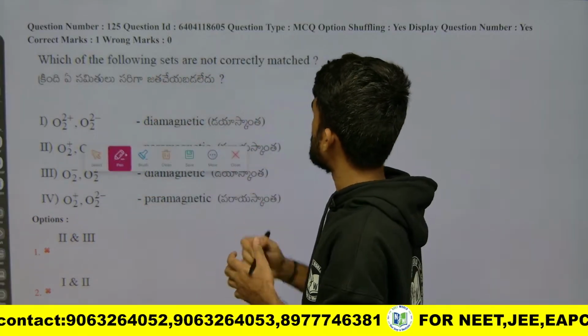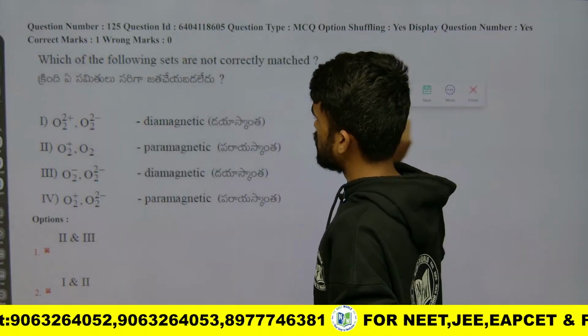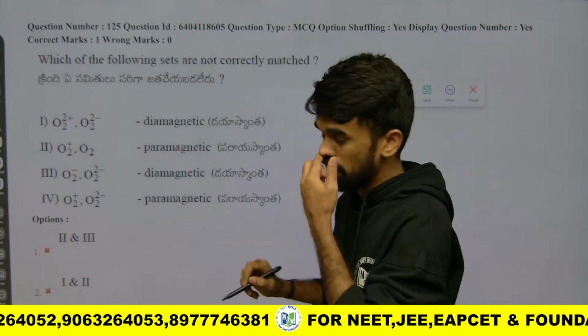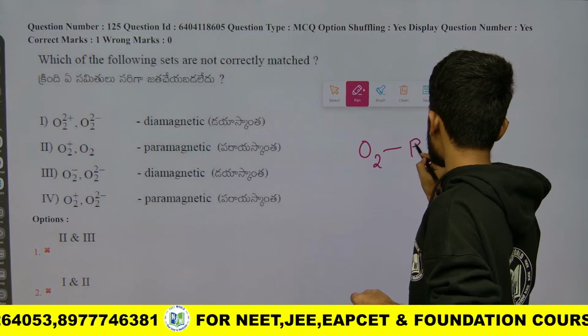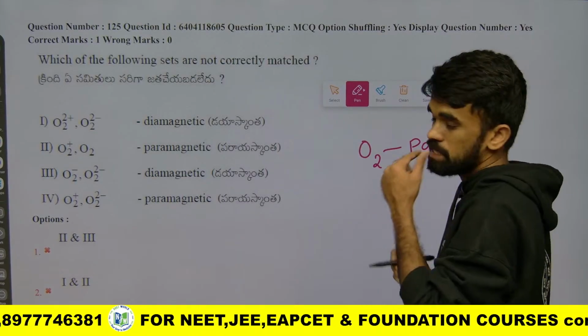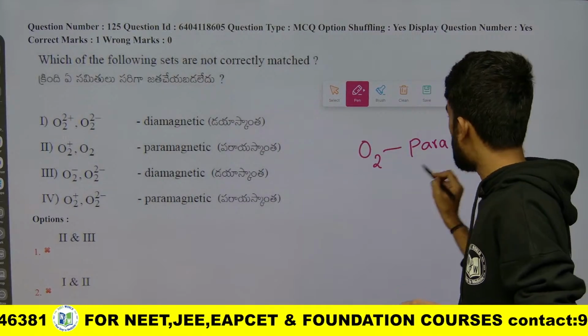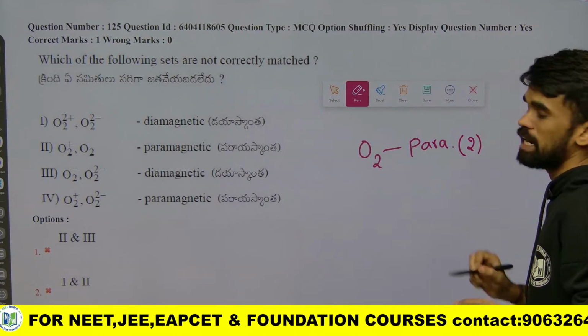Which of the following sets are not correctly matched? See, they are saying about their magnetic nature. So remember, oxygen O2 is a paramagnetic substance. Now it is having how many unpaired electrons? 2 unpaired electrons are there.